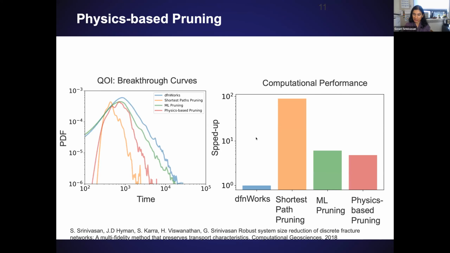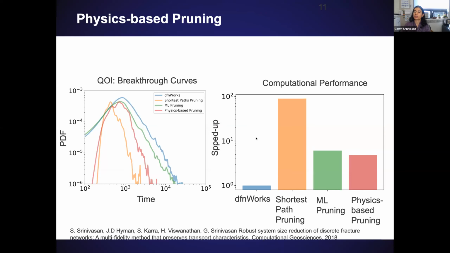And now I'm going to put all of these together to show you what the breakthrough curves look like. Again, DFN works is there for a baseline, the blue. And I just showed you the machine learning, that's the green. And if we use the physics-based pruning, we get that red curve. So computationally, they're very similar in terms of the network that they give you. However, the breakthrough curve here was not as good as what we got with the machine learning.